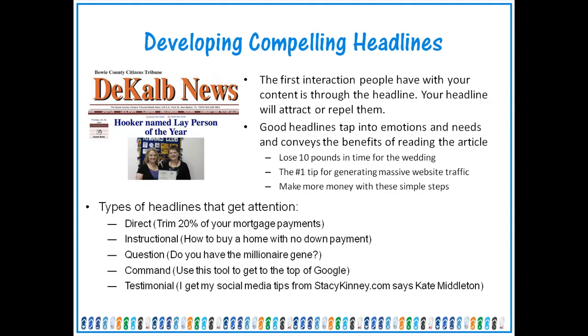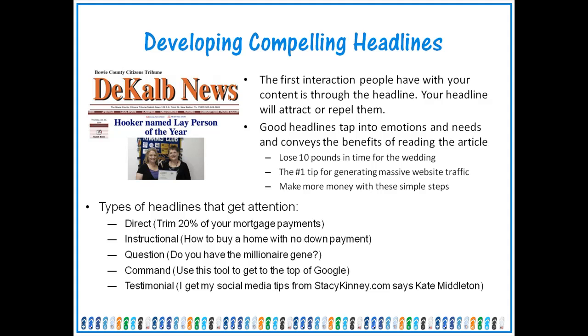Now, types of headlines that get your attention, there's different types. One is known as direct: trim 20% off your mortgage payment. I mean, they're telling you exactly what you're going to know about, right? Then you've got an instructional type of headline, and you see a lot of these. I call them how-to. So how to buy a home with no down payment, how to do this, how to do that. And these are instructional type headlines.